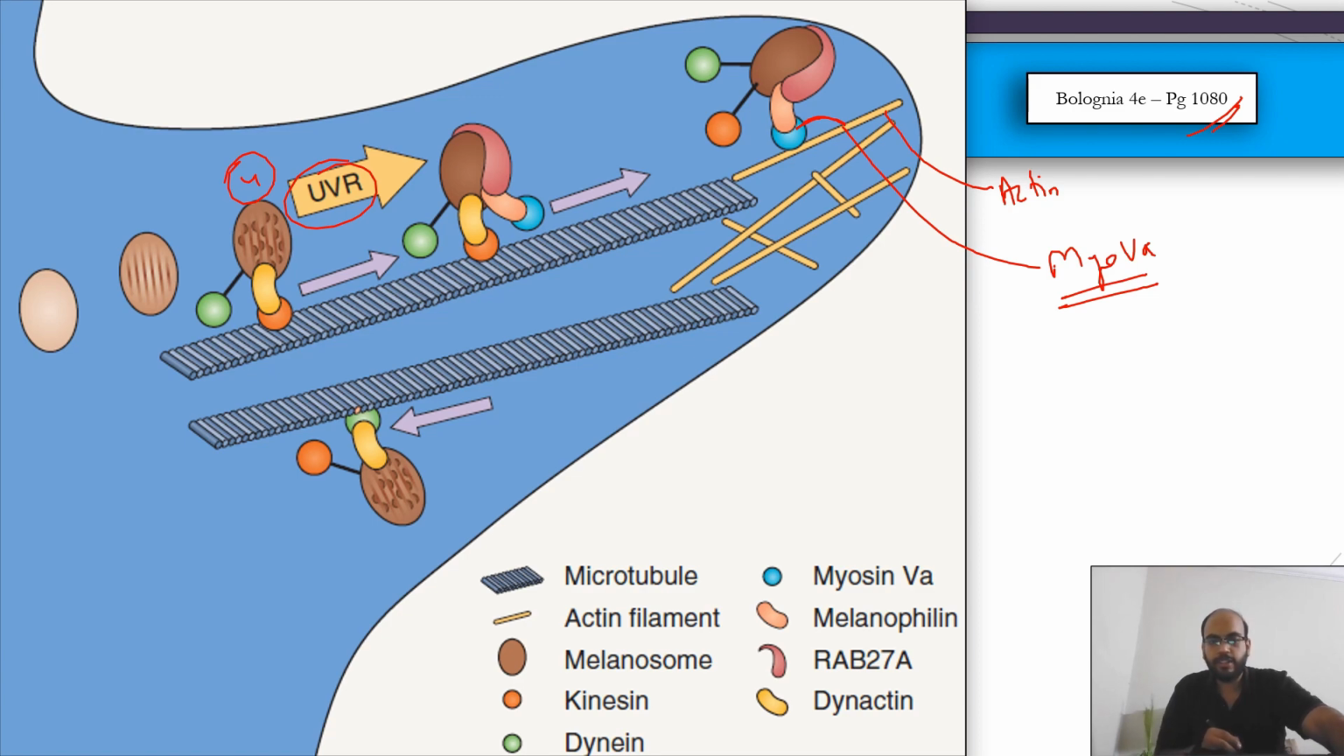This transportation is known as anterograde migration of melanosomes, while this one is known as retrograde, because the melanosomes are coming back. This retrograde movement is mediated by dynein along microtubules, while the anterograde is by kinesin. Let's move forward.